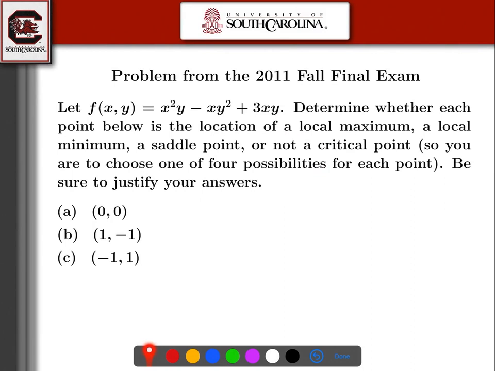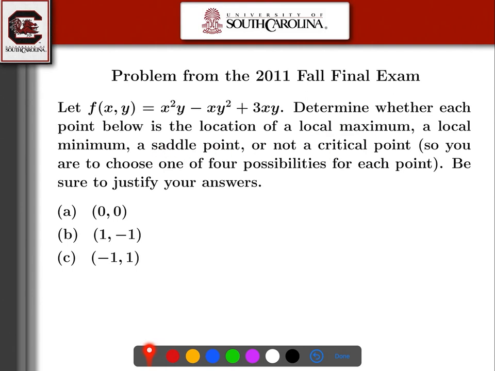The next problem comes from another final exam. And we've done some problems already on video where I've gone through global max or min. So I wanted to make sure we had another one with local max or min. So here we're going to be given some points, and we want to know if these are locations of a local maximum, a local minimum, a saddle point, or not a critical point at all.